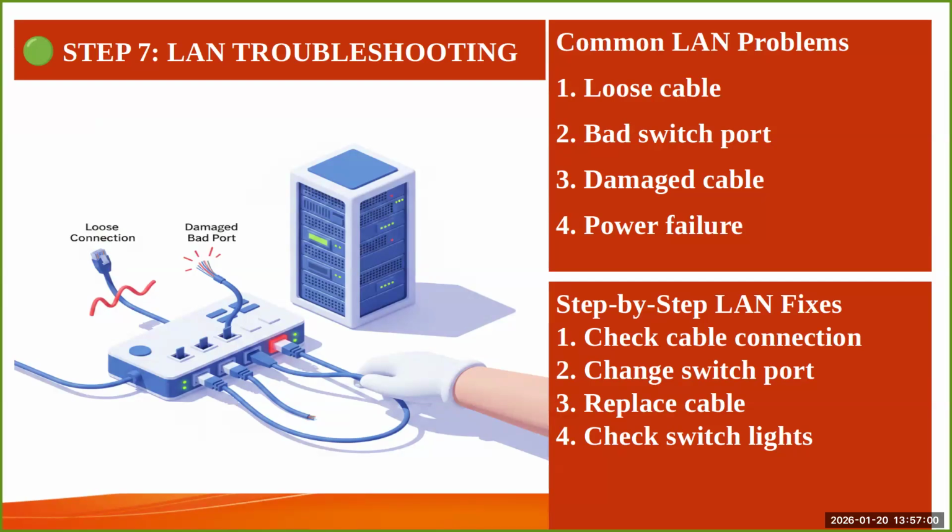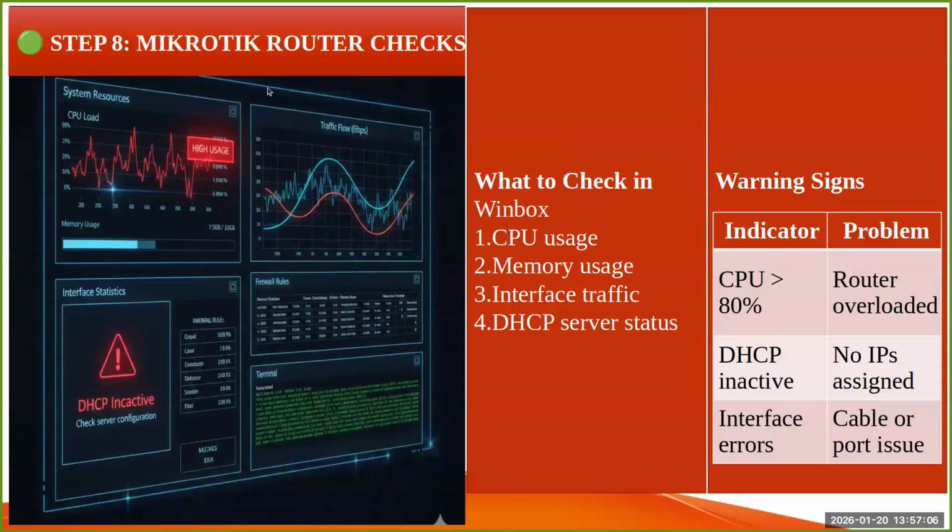Is the switch powered on? Is there light? If there's no light, make sure it is powered on. Now, if we're having issues on the network and we are suspecting the router, how do we check? MikroTik router checks. Now, what to check in our router using our Winbox?